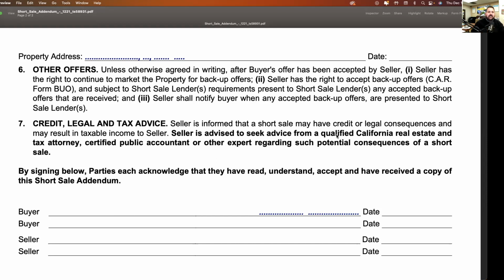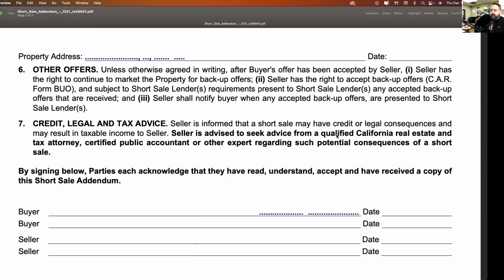And then again, the credit, legal, and tax advice. Seller is advised to seek advice from qualified California real estate and tax attorneys, certified public accountant, or other expert regarding such potential consequences of a short sale. That's it. So that's got to be in the buyer's offer. And if it's not, as a listing agent, you got to counter and put it in.